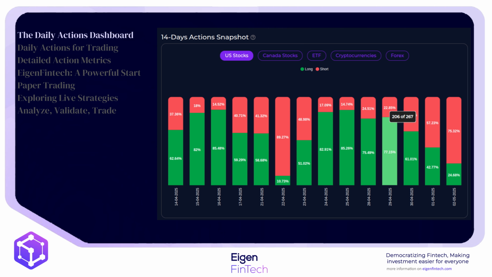Next, we have the 14 Days Actions Snapshot. While the previous section showed you today's outlook, this one provides historical context. Using a simple bar chart, it displays the breakdown of long versus short actions over the past 2 weeks for your selected asset classes. This is incredibly useful for analyzing recent trends. You can easily see if today's sentiment is a continuation of a pattern or a significant shift, helping you identify trends and reversals over the short term.